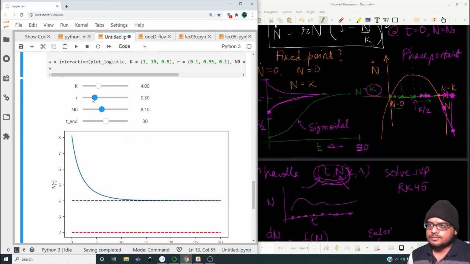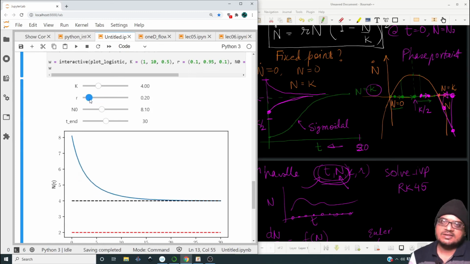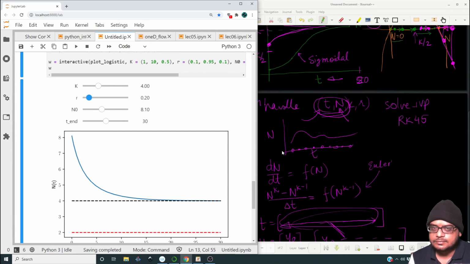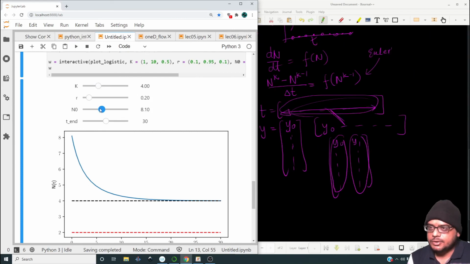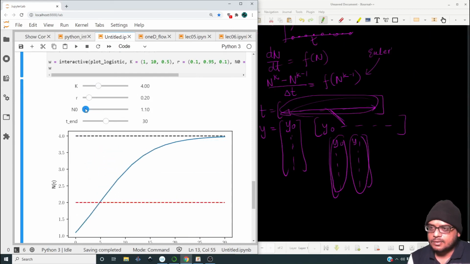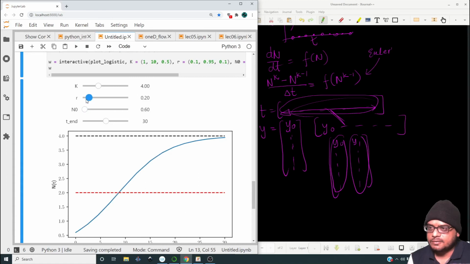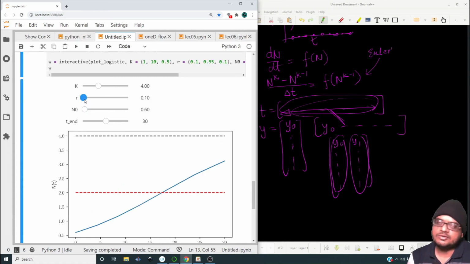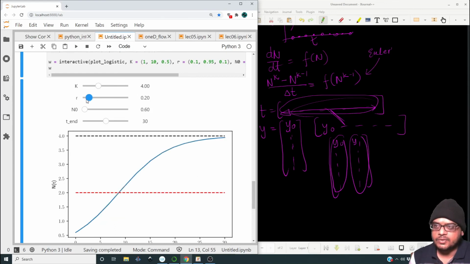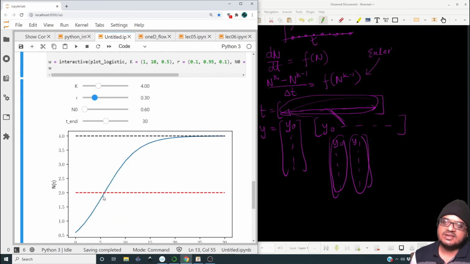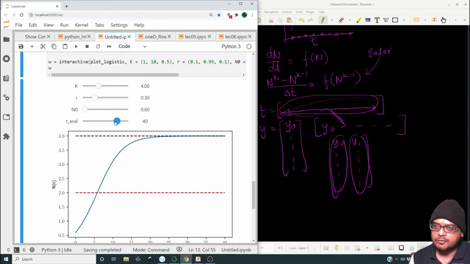All right, so let us change r and see. If the rate increases, does it fall quickly or slowly? So r is like the time constant of this particular plot. Let me reduce this. If I reduce this, we get a flatter curve because it would take more time for the population to grow. If I increase this, it would take less time for the population to grow. So r is like the rate constant, k is like the carrying population, and t_end is how long you want the simulation to be.